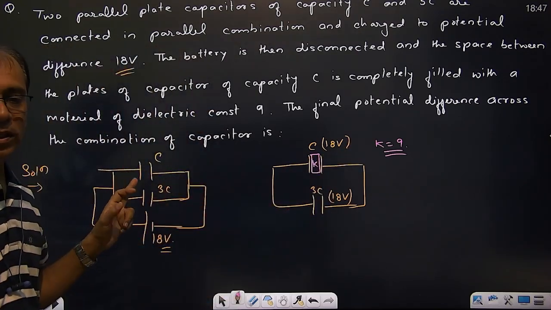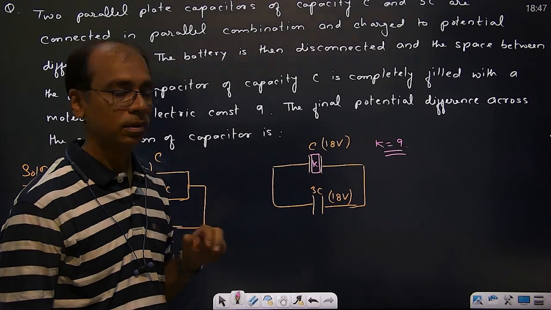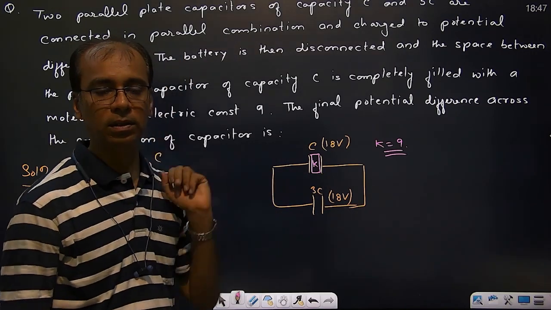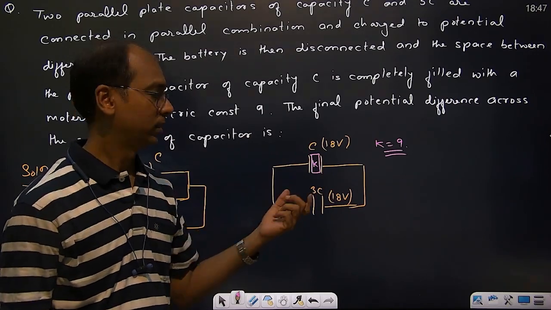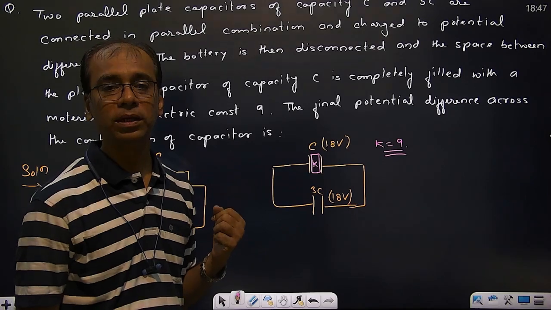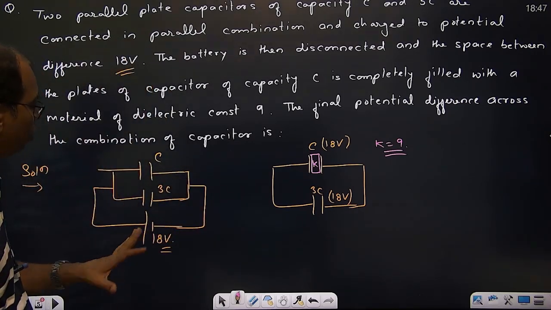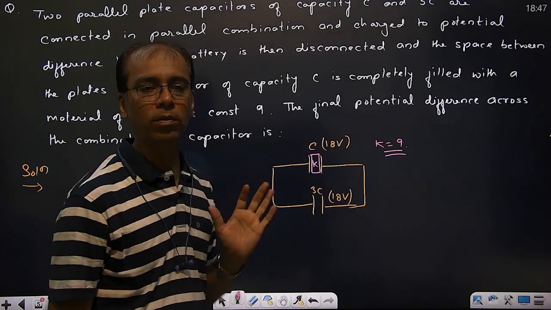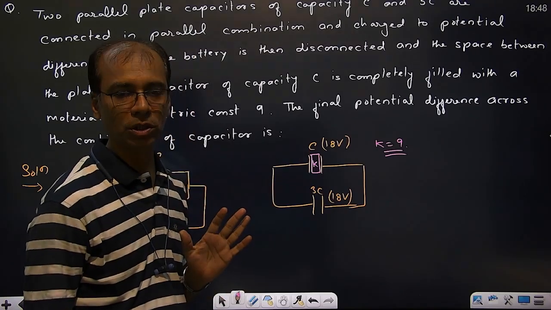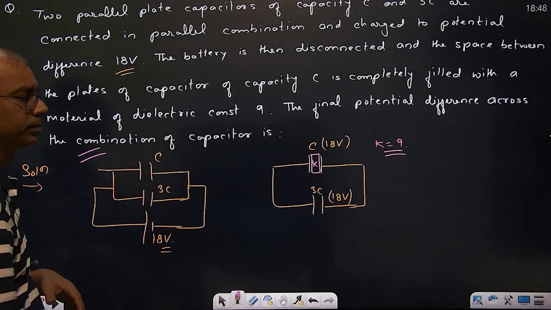Earlier how much was it? C only. Now it became 9C. So what will happen? Charge will flow. A common potential will come because it's connected like this, so they will reach a common potential. Anything we have to do here? No, nothing. From here, we have shifted already to here. Now what we have to do is find the common potential. That's what he's asking: the final potential difference across the combination.